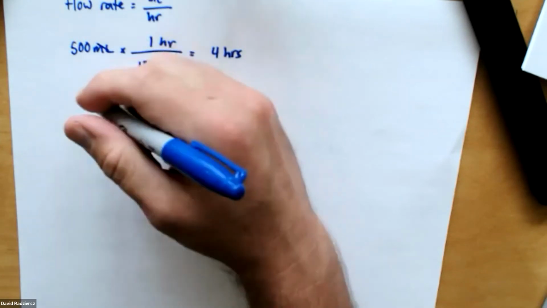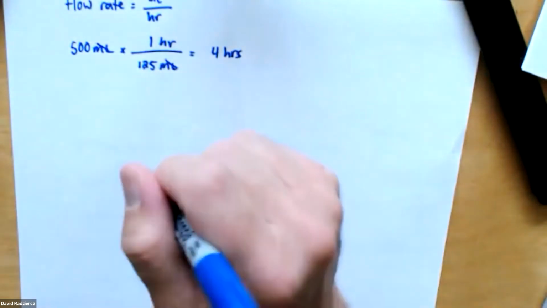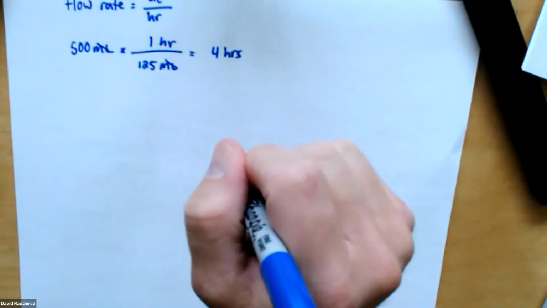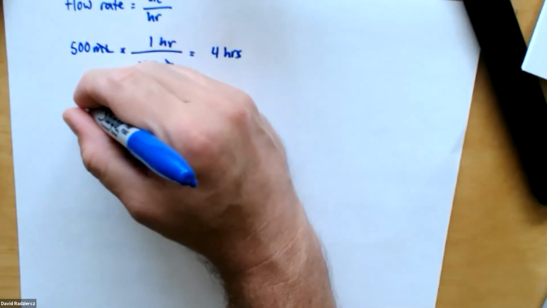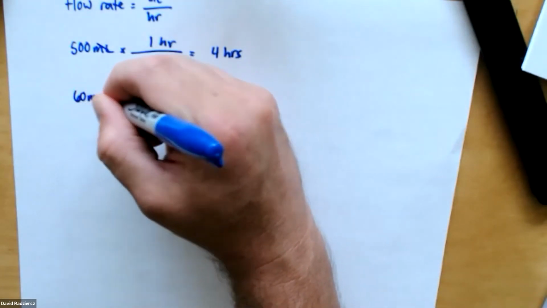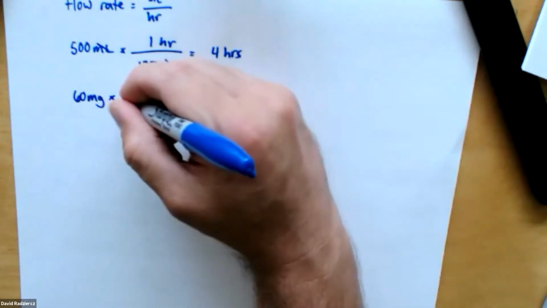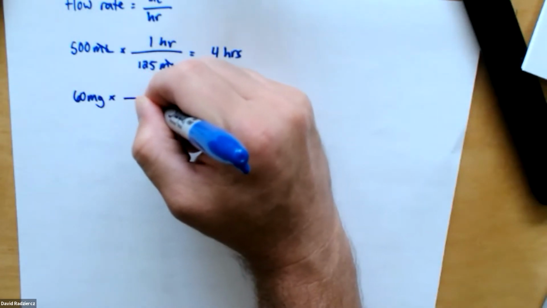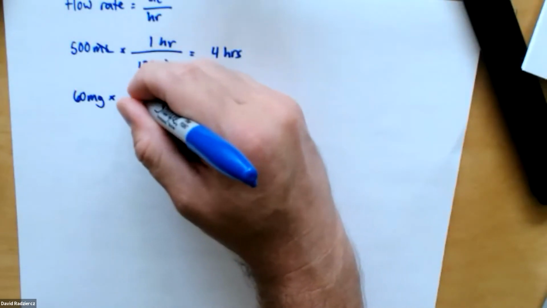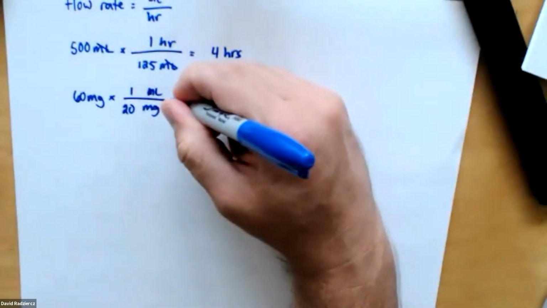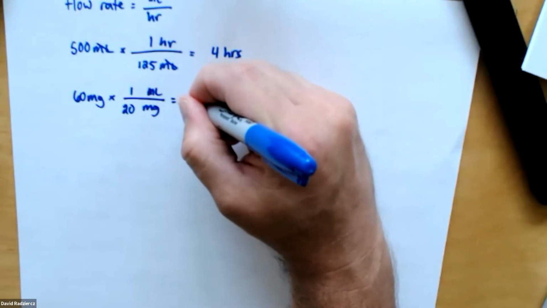So the strongest concentration is what? It's the one that's going to have the most milligrams per milliliter. Okay, so we start off with our order, which is 60 milligrams. Then we take our strongest concentration because we're looking for how many milliliters to administer, and that's 20 milligrams per milliliter, and we get 3 milliliters.